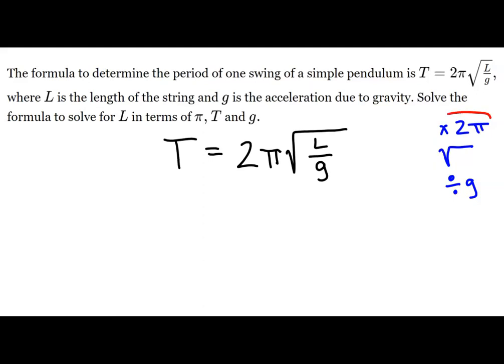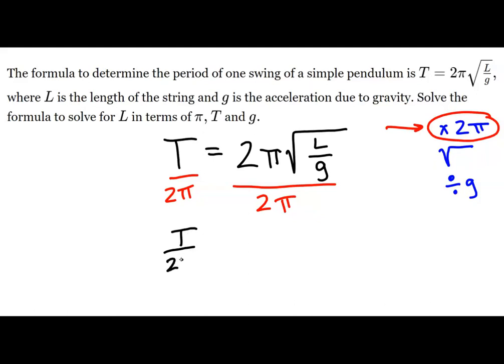So I'm going to start with finding the inverse of timesing by 2 and pi. So the inverse of that is dividing by 2 and pi. So over here I took the notes of what I saw, and in red I'm writing the inverse. So dividing by 2 pi leaves me with t over 2 pi equals the square root of L divided by g.